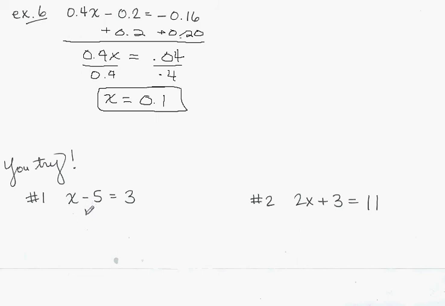This one's a really easy one. It was probably too easy. It doesn't have a coefficient in front of the x term. Add 5 to both sides. This is just to make you feel good. X equals 8.